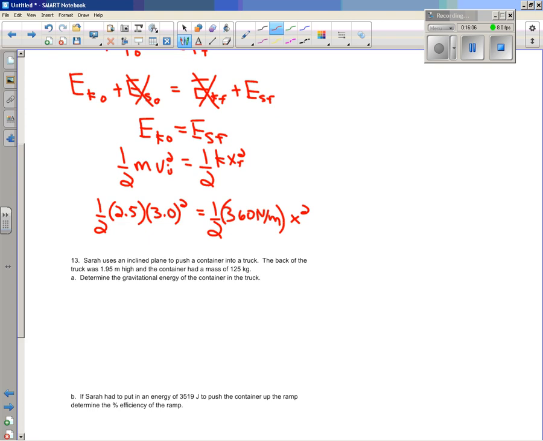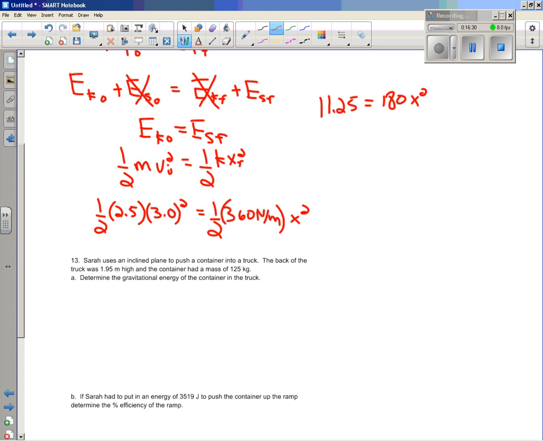So on the right side of the equation, I've got 1/2 times 2.5 times 3 squared equals 11.25. I'm going to continue up here. 11.25 equals, on the other side, 1/2 of 360, and that gives me 180 times x squared. Divide 11.25 by 180.